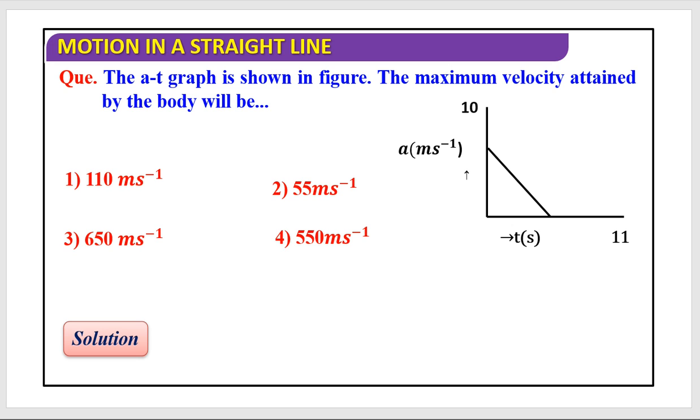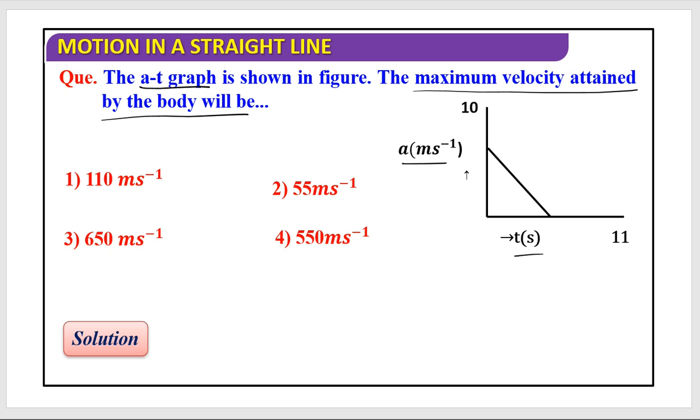Go behind this. What the data is given: that an acceleration versus time graph is shown in the figure. The maximum velocity attained by the body will be? Now what have they asked, what have they given? They have given you the graph of acceleration versus time, and they have asked about the velocity.